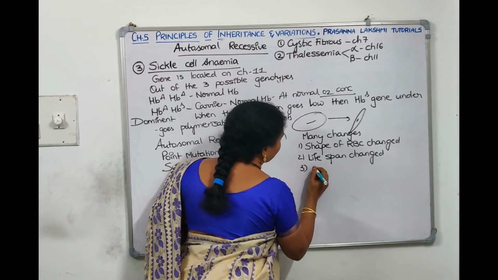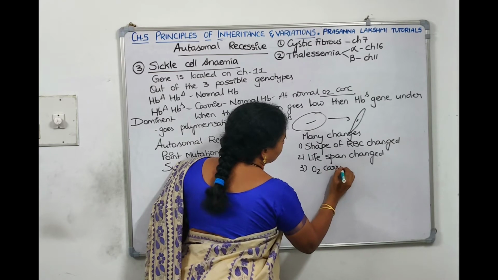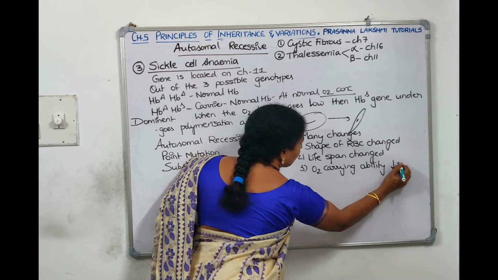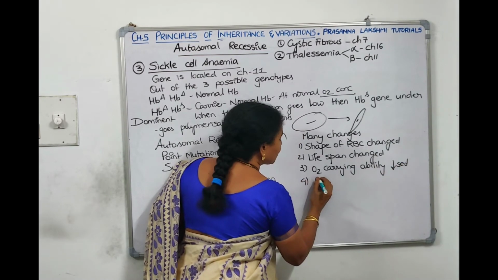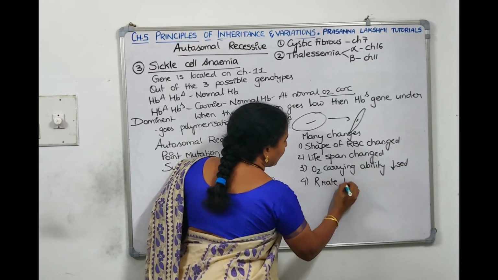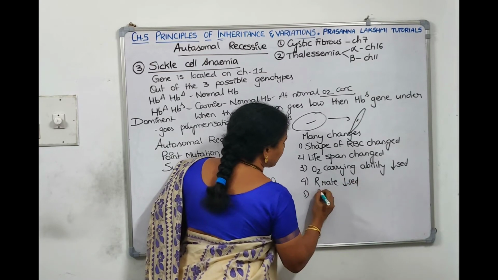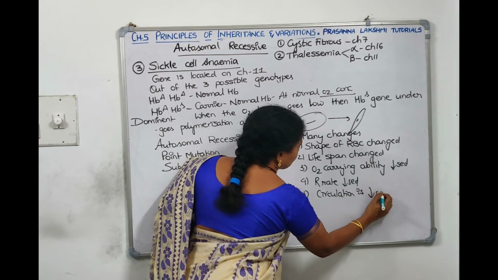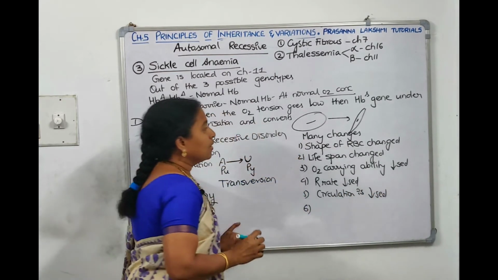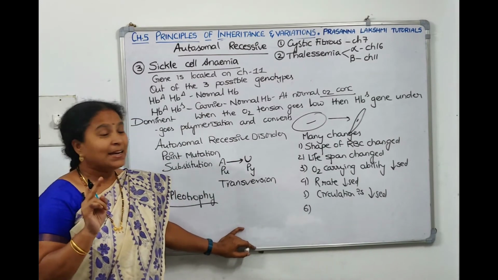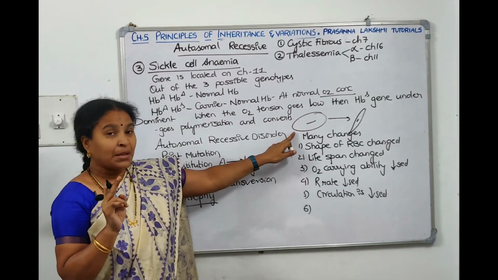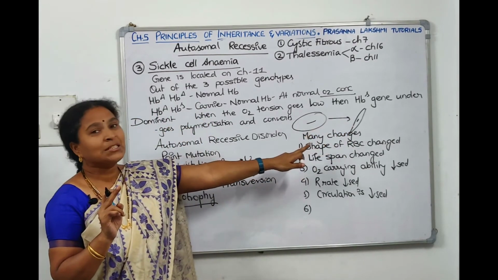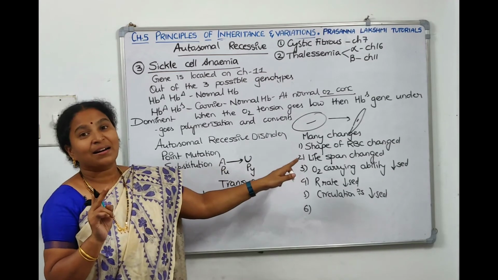Oxygen carrying ability will decrease. Respiratory rate is decreased. Circulation is decreased, right? And then the malarial parasite Plasmodium can infect the RBC if it is normal, but if the RBC gets converted to sickle cell, it can't identify it as RBC. Means people with sickle cell anemia are resistant to malaria.